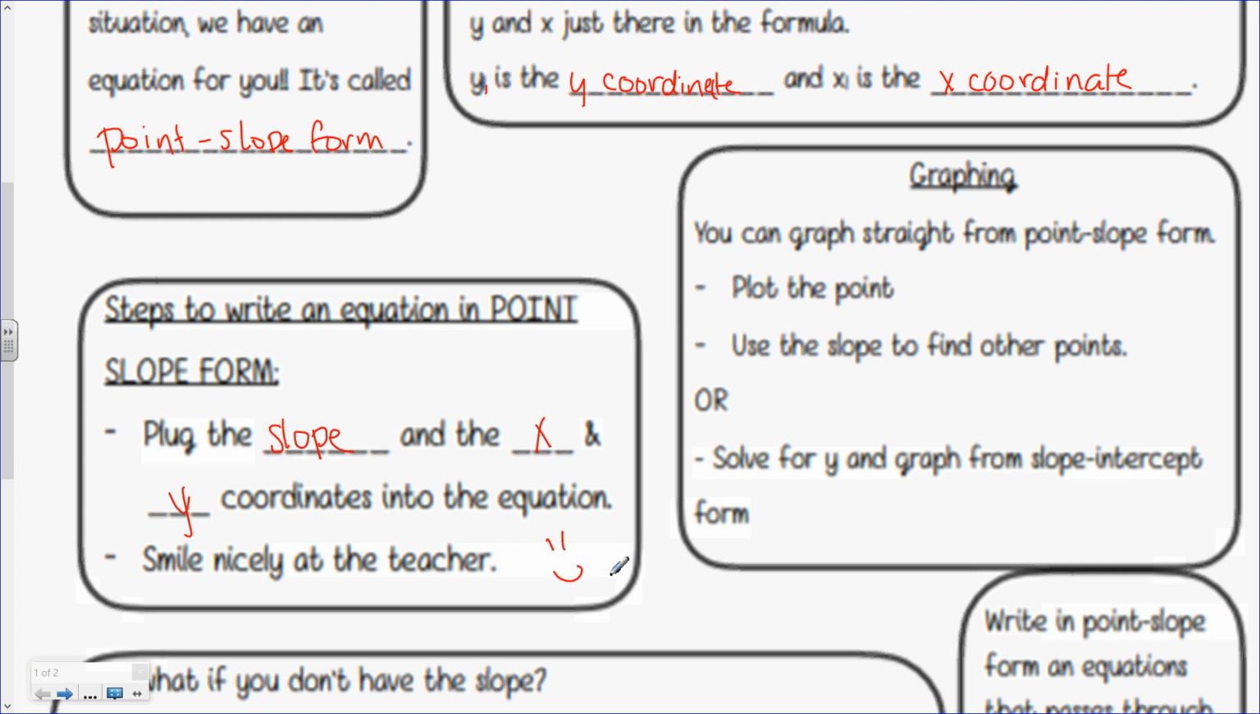There are two ways you can do it. You can first plot the point that you're given, the x1 and y1, and then from there use your slope, rise and run, up so many over so many. Or you can solve your point slope form for y, and then you have slope intercept form and you can graph it from there.